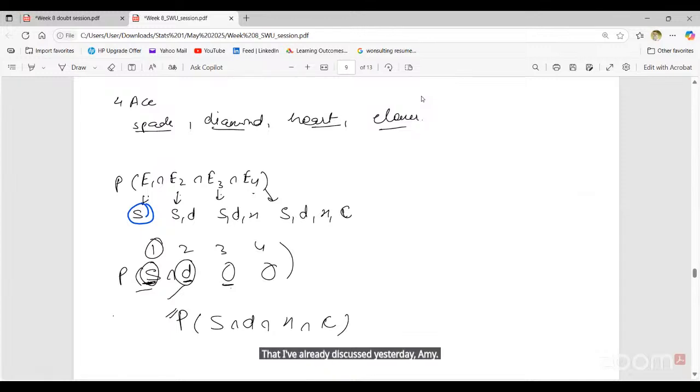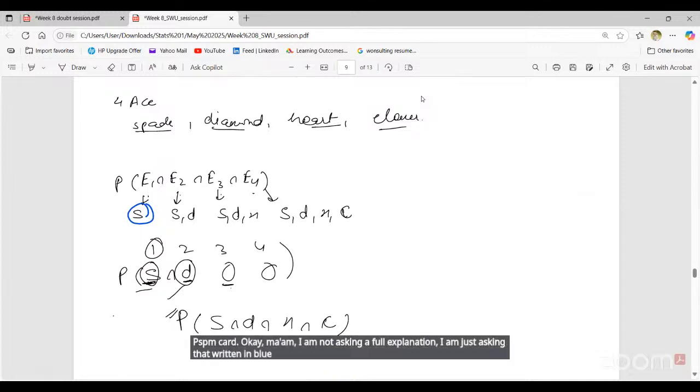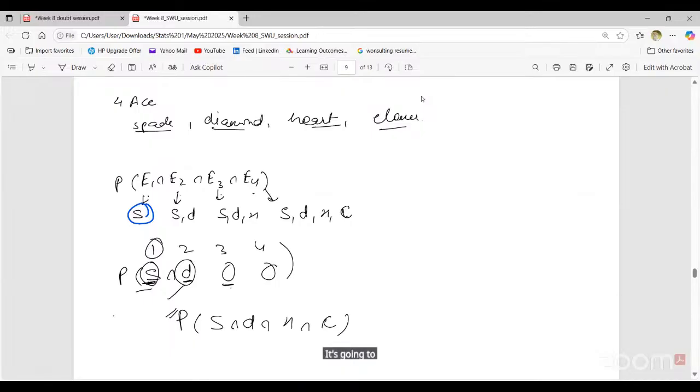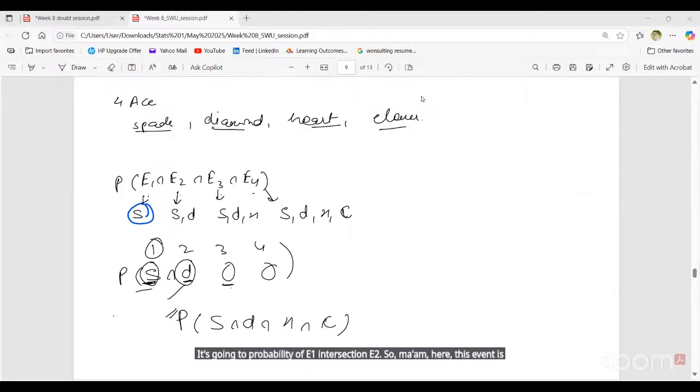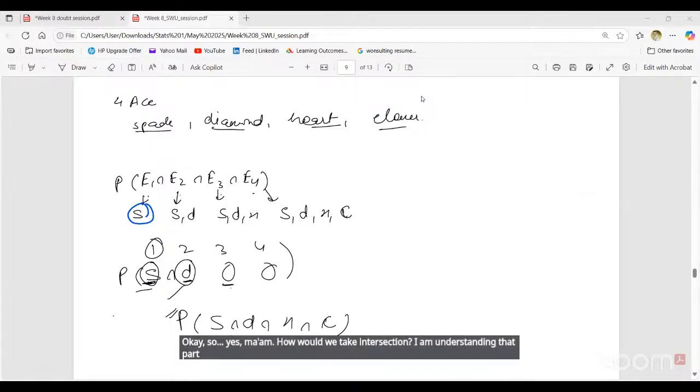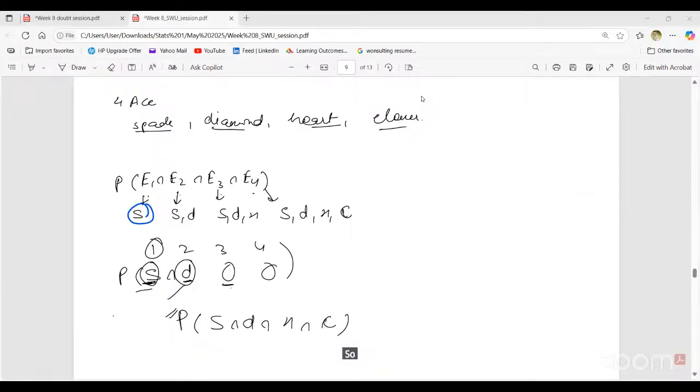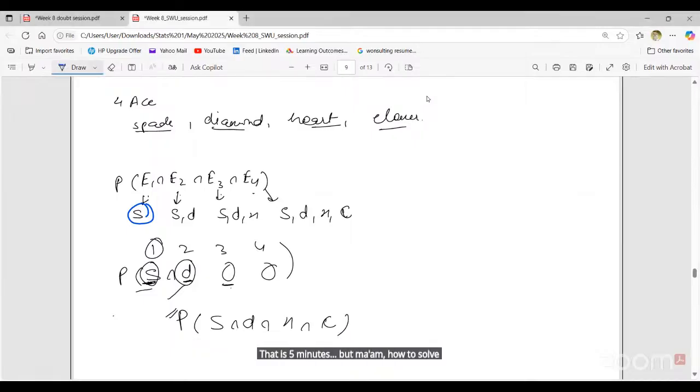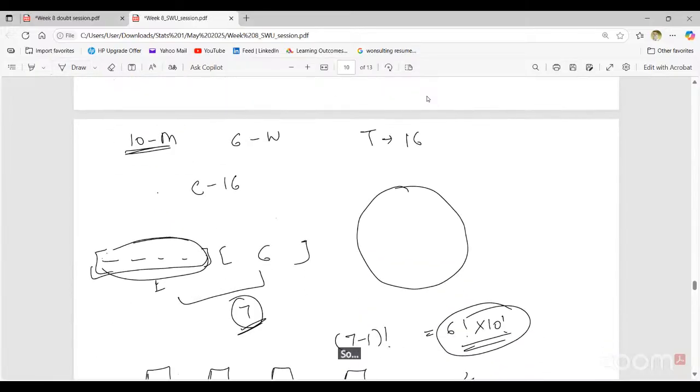I am just asking that written in blue: probability of E2 given that E1 has occurred is equal to probability of E1 intersection E2. Here E1 is the ace of spades is in any of the piles, and E2 is the ace of spades and the ace of hearts are in different piles. How would we take the intersection? I understand the part when I am subtracting 1 minus 12 upon 51, that is fine. But how to solve by taking intersection?